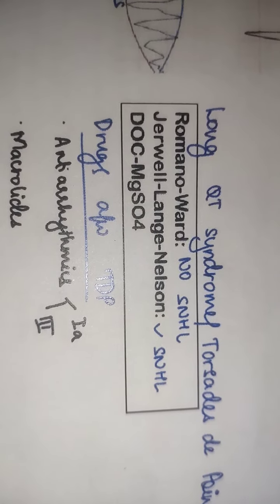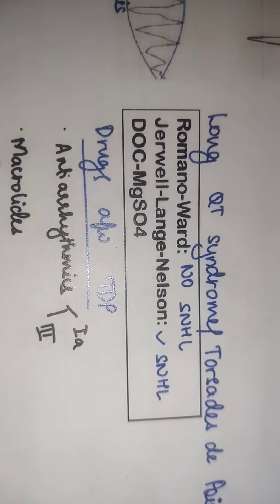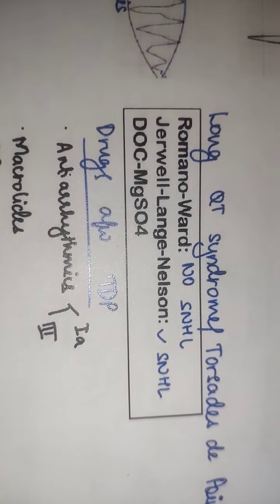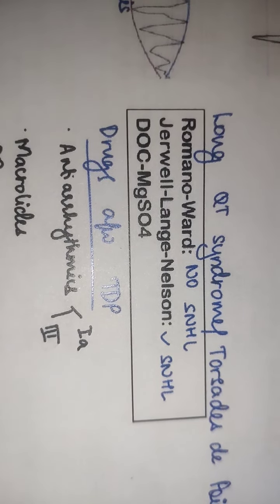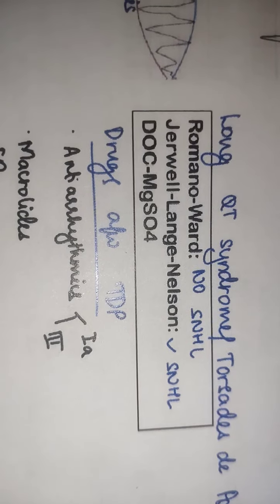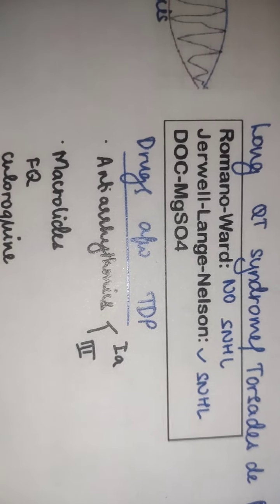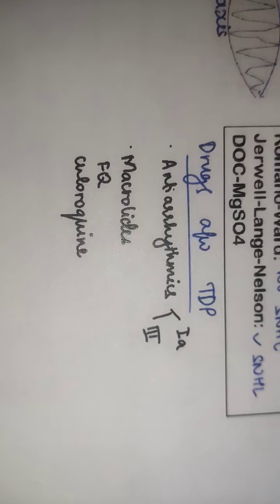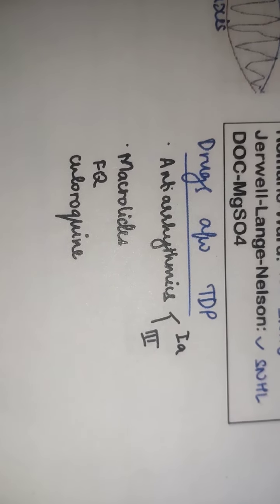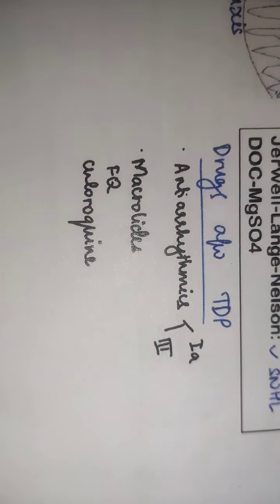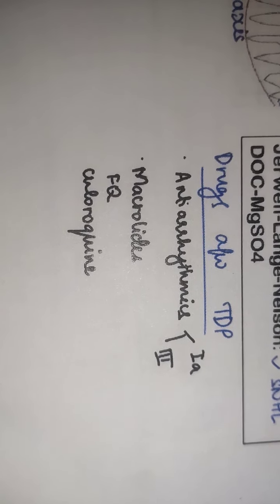There are two types of syndromes associated with it: Romano-Ward syndrome, where no SNHL is seen, and Jervell and Lange-Nielsen syndrome, where SNHL is seen. The drug of choice is MgSO4. Drugs associated with Torsades de pointes are class 1A and class 3 antiarrhythmics, macrolides, fluoroquinolones and chloroquine.